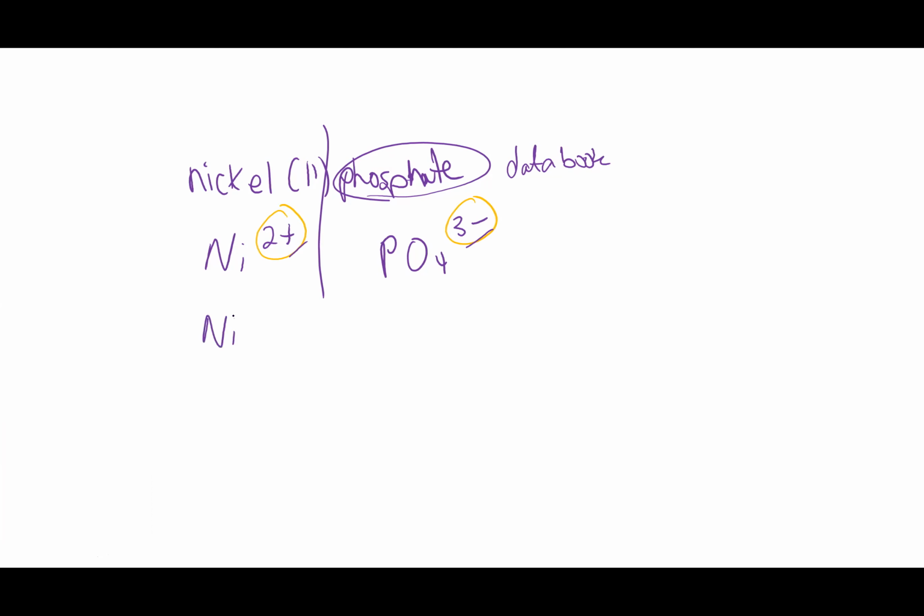So let's add another nickel to this equation to see what happens. All right, now I'm looking at 4 positive to balance with 3 negative. So that obviously doesn't work. So I'll add another phosphate.